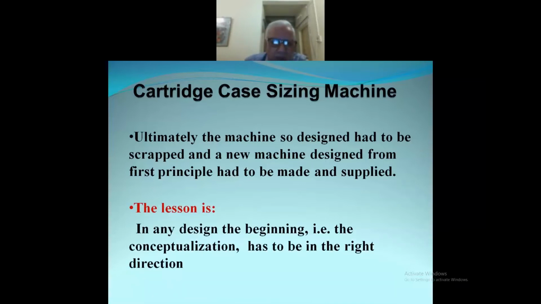And then the lesson is, in any design, the beginning, that is the conceptualization, has to be in the right direction. I mean, right in the beginning, if you have to go north and you go south, then course correction becomes very difficult. So if you want to make a cat, better start designing like a cat rather than trying to modify a horse to make a cat. So that is the reason.